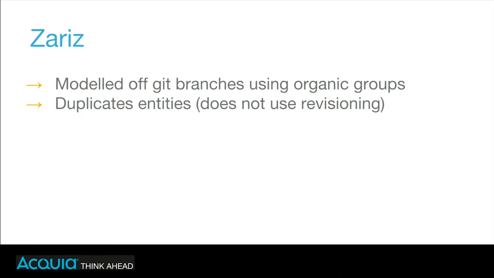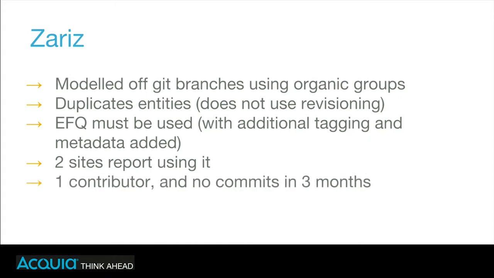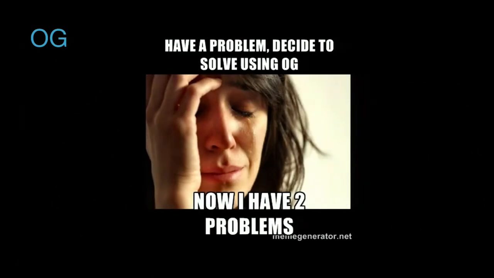And for every entity on a branch that you merge, it creates another entity by cloning it. And it actually will mess up all your entity field queries unless you do tagging and adding metadata. So there will be a lot of code changes to actually put this in to an existing site. And probably as a result, only two sites use it, which wasn't really surprising. And it's got one guy doing it, and he hasn't done anything in 3 months. So a few concerning items there.